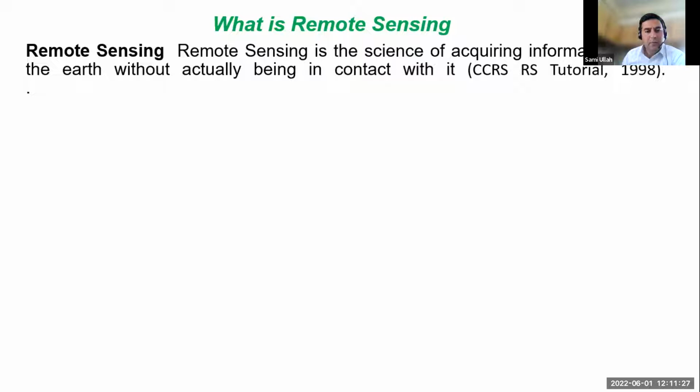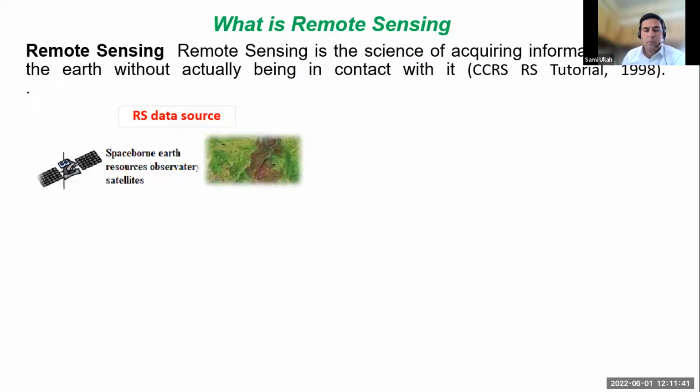If you go to the remote sensing data, we have spaceborne Earth resource observatory satellites. And you know that space nowadays is completely full of different kinds of satellites.